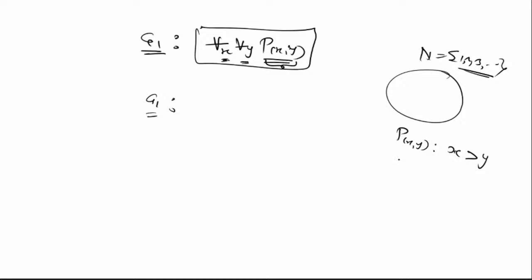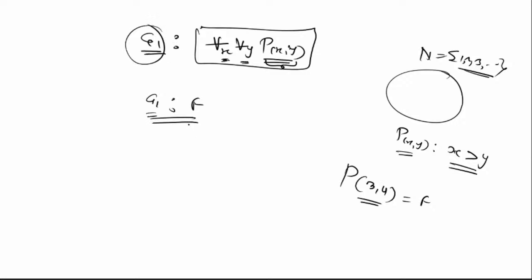So the truth value of g1 will be false. Why is it false? Because this is your predicate p(x, y), and this is your set of natural numbers. In g1, it is saying for all x, for all y, meaning for all pairs, p(x, y) must be true. But consider the pair 3 comma 4. For this pair, p(3, 4) is false, because 3 is not greater than 4. So the truth value of g1 is false.